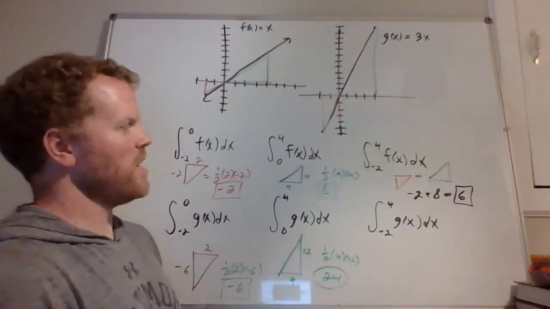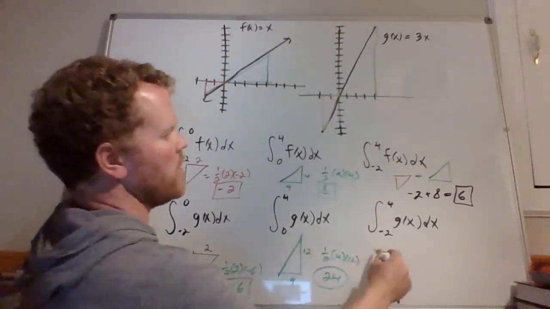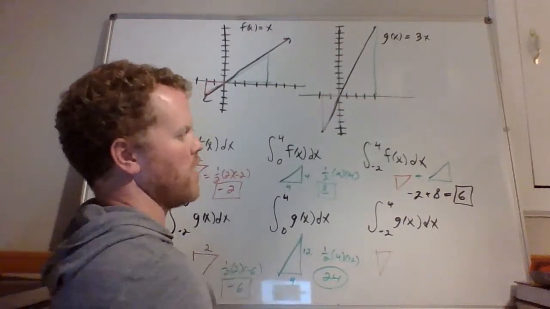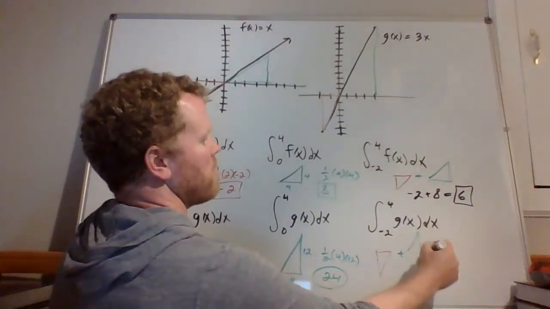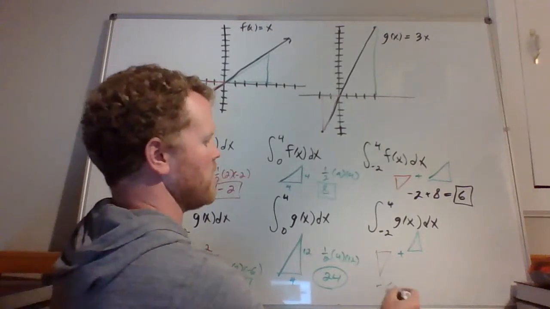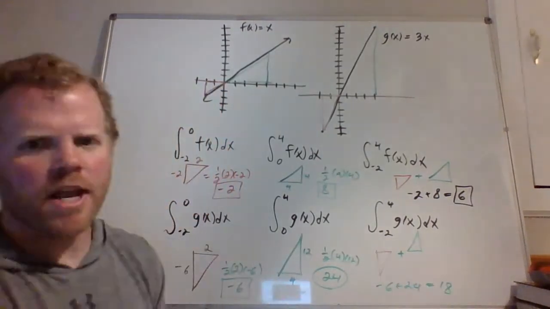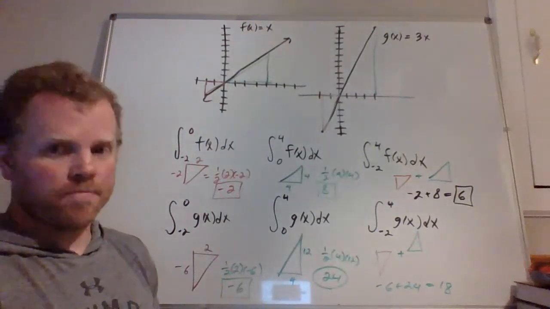And then the last thing is basically the same question, which is -2 to 4, but this time for the g function. So that should be 1 upside down red triangle plus 1 great big tall right side up green triangle. That should just be -6 plus 24. That should be 18. Now, hopefully you notice the pattern.